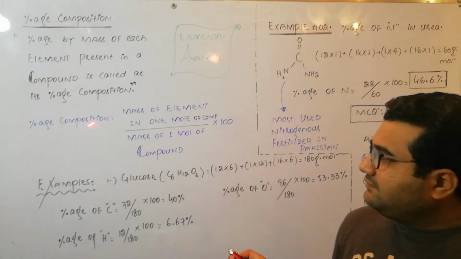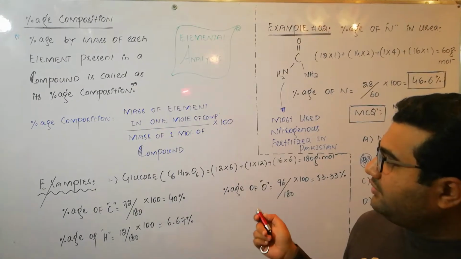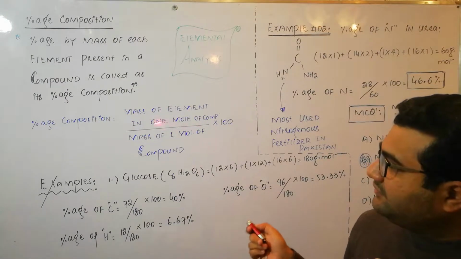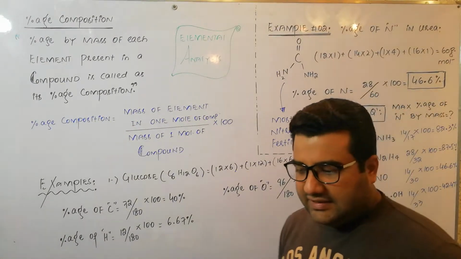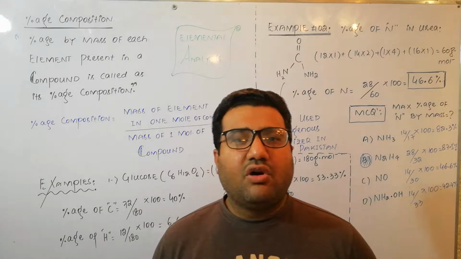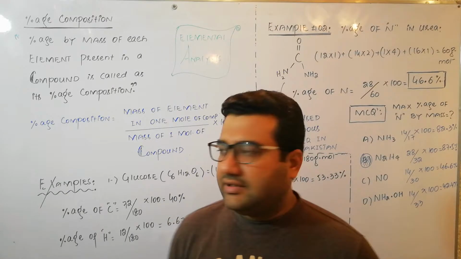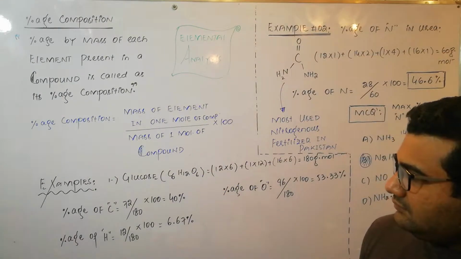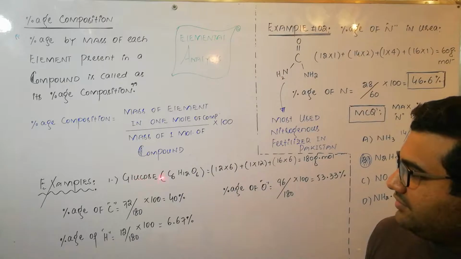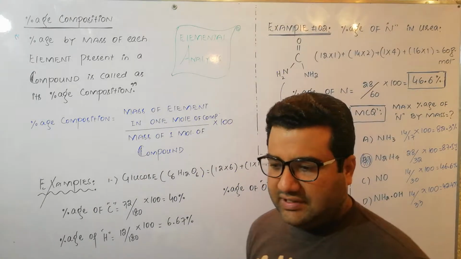The percentage composition is equal to the mass of element in 1 mole of compound divided by the molar mass of the compound, multiplied by 100. This is the formula which will be used in all the calculations related to the percentage composition of any compound. Let us take the first example, and that is the percentage composition of glucose. How to find the percentage composition of glucose?